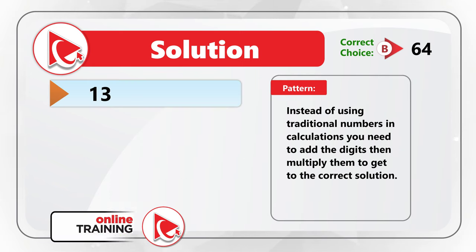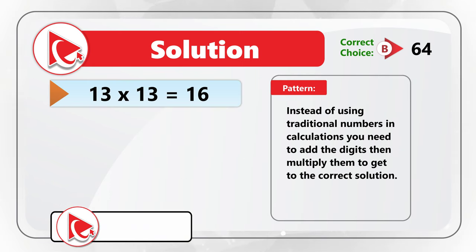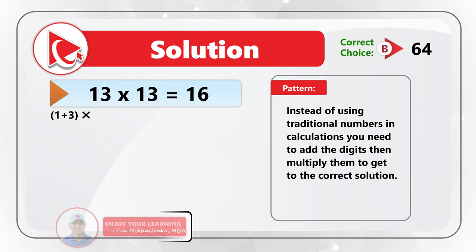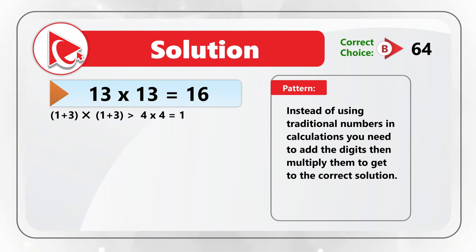So let's look at the first expression. 13 multiplied by 13 equals 16. In reality, you need to sum up 1 plus 3, then multiply it by another expression 1 plus 3, which would be 4 multiplied by 4, which would be equal to 16.